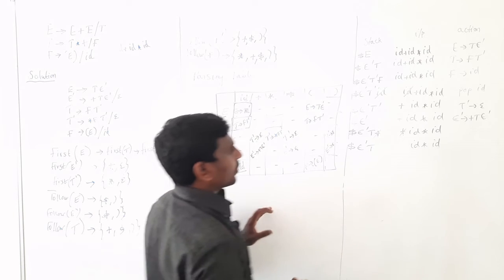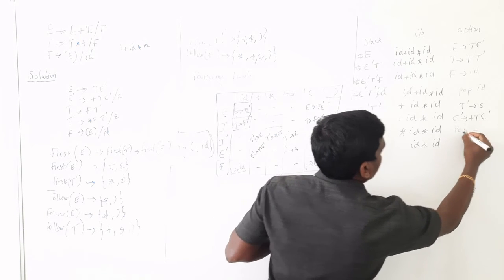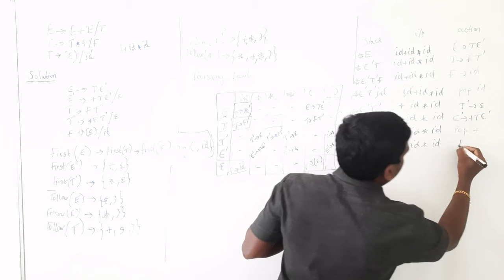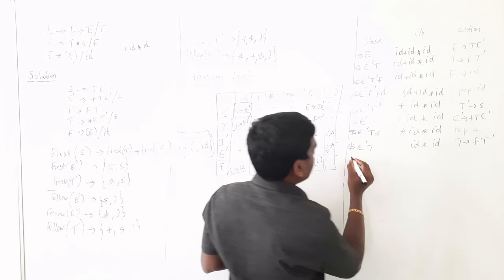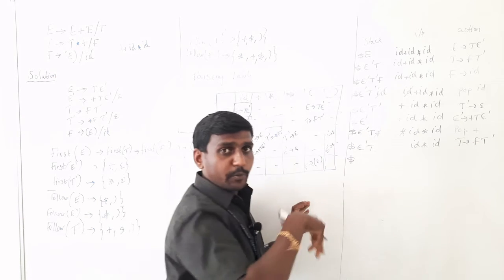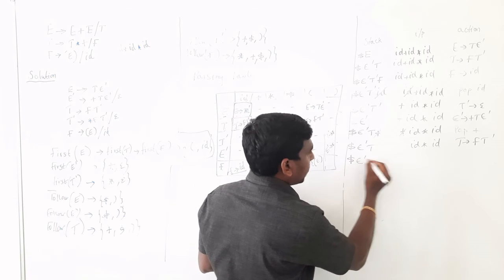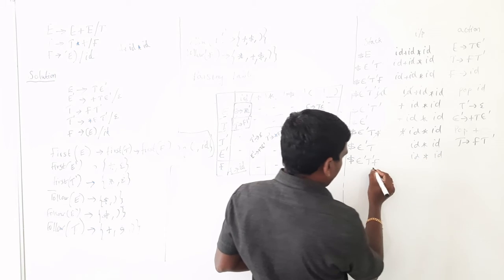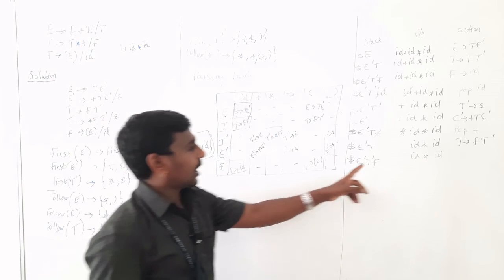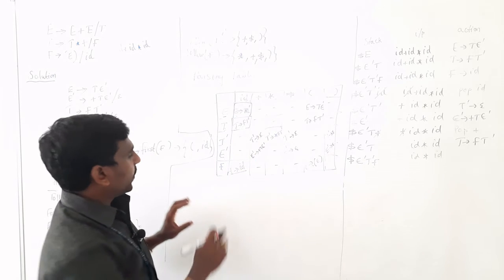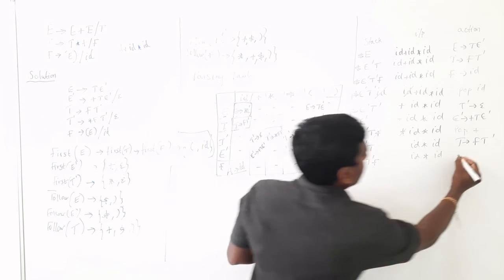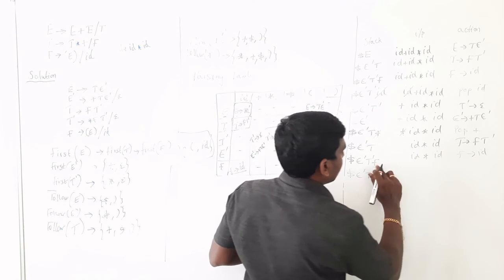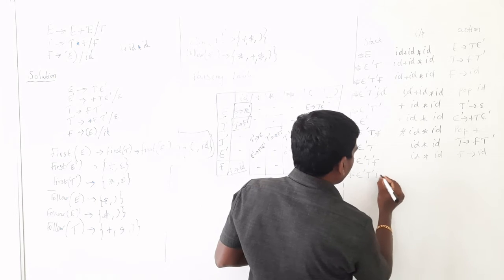Now T with ID. What is T ID? T tends to F T dash, right? So in place of T, I want to push this in reverse order. E dash is there, so T dash F, with input ID star ID. Now I have to check F ID: the top of the stack is a variable, so look up the parsing table, F ID, F tends to ID. So dollar E dash T dash, and in place of F, I have pushed ID.